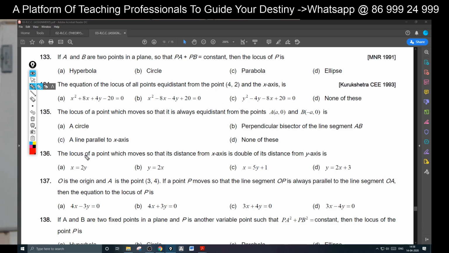Let us understand the data first. The locus of a point which moves so that it is always... which problem are we seeing now? We jumped here. Now the locus of a point which moves so that it is always equidistant from the points a comma 0, b minus a comma 0 is. Now this is a question to be answered by you, please. Anyone?